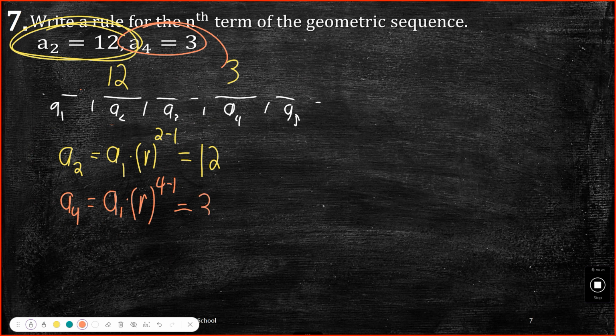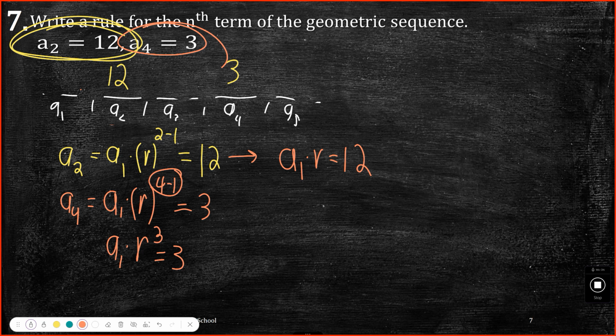3. So we have two equations here. Let's clean them up over here. This is going to be A1 R, since 2 minus 1 is 1. So it's just A1 R equal to 12. Here we got A sub 1 R, 4 minus 1 is 3. So we got A1 R to the power of 3 equals 3.